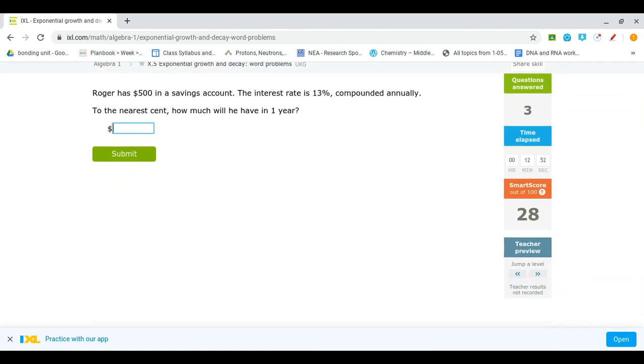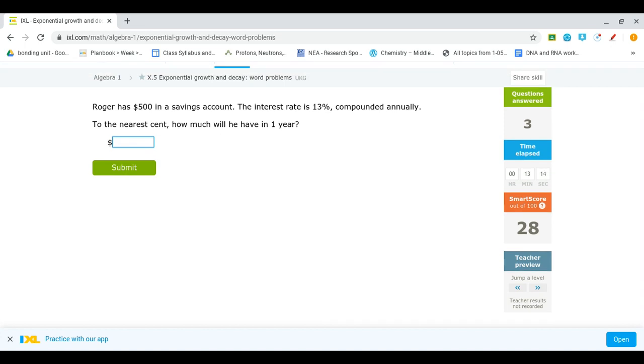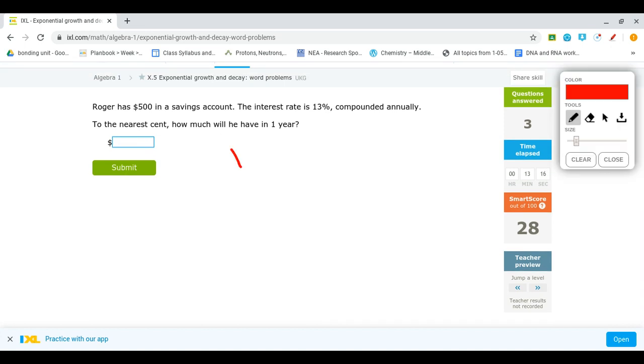Okay, I'm going to go ahead and do one more problem. It says Roger has $500 in a savings account. The interest rate is 13%. To the nearest cent, how much will he have in 1 year? Well, again, if you're earning money, that's exponential growth. So we're going to use the formula y equals A times 1 plus R raised to the X.